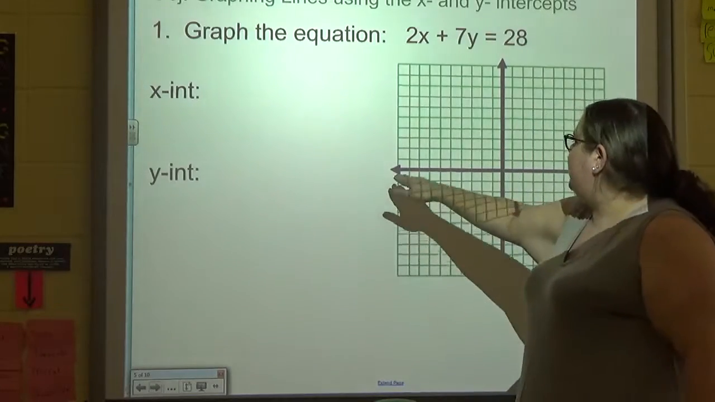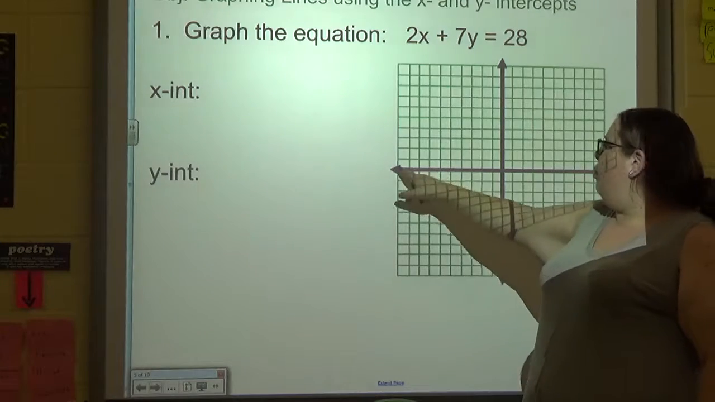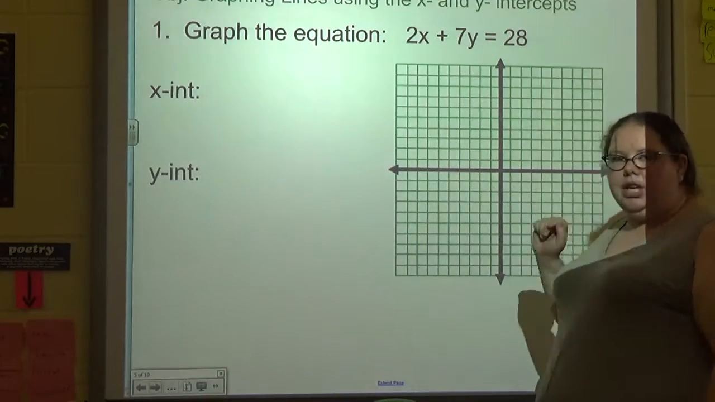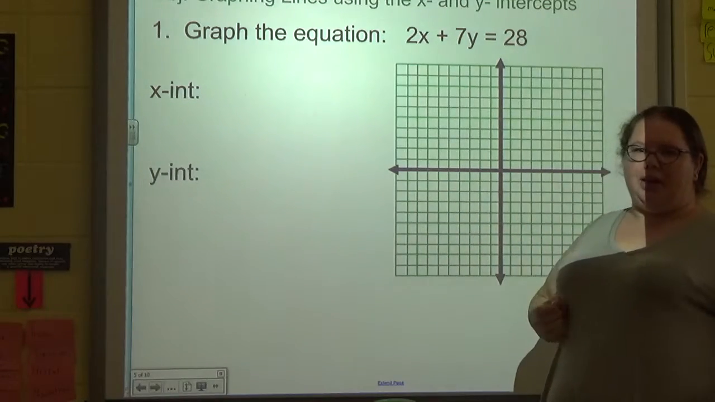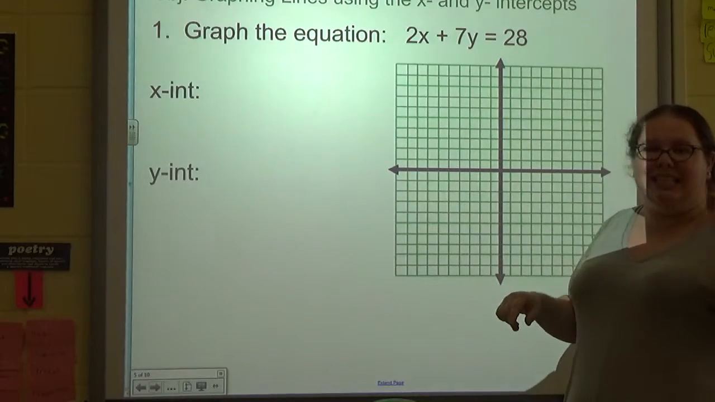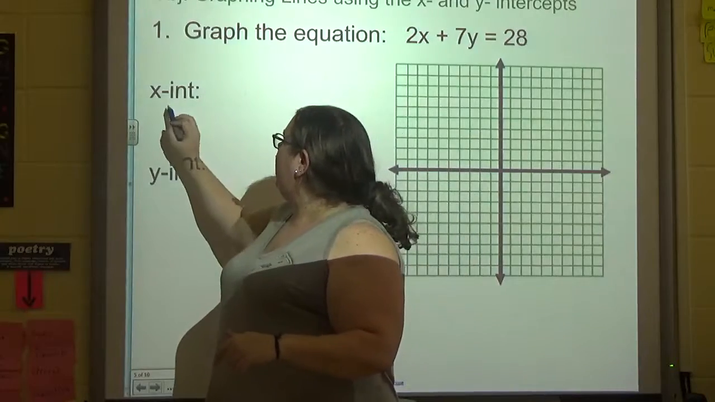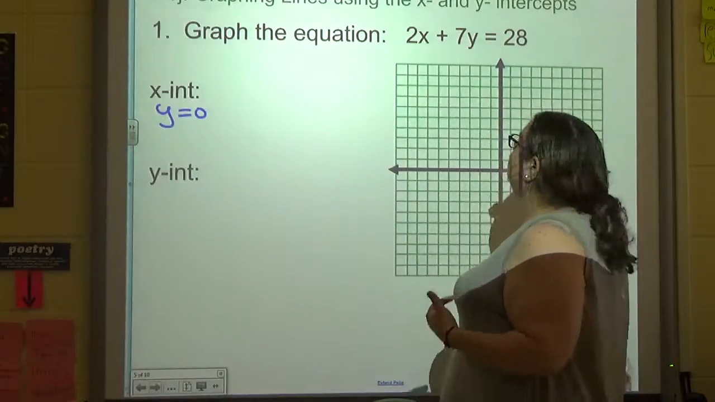Okay, so the x-intercept is on the x-axis. What do we know about the x-axis? Do we know the x value on the x-axis? No, it could be anything, right? How about the y value? The y value on the x-axis is 0. So, to find your x-intercept, you're going to let your y value be 0.